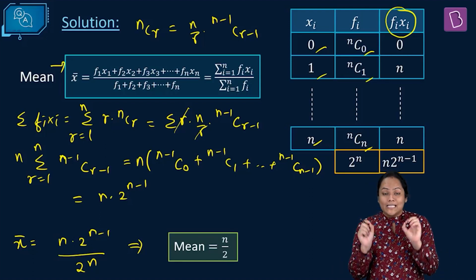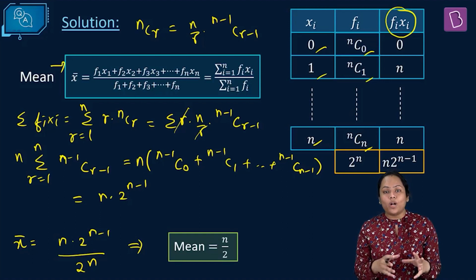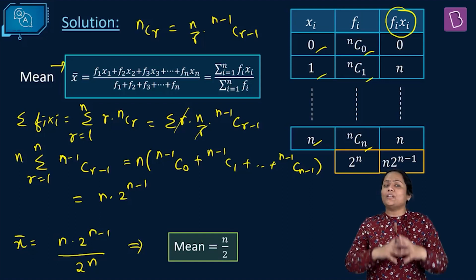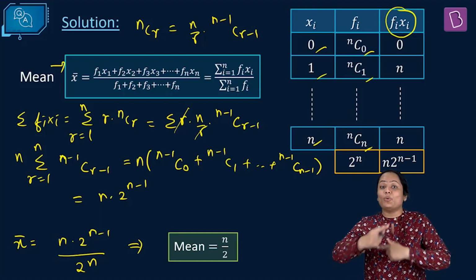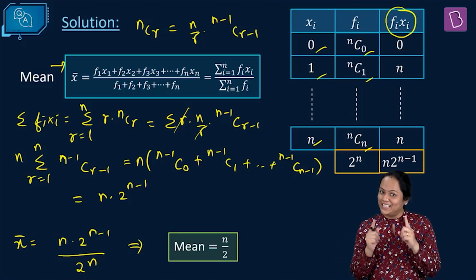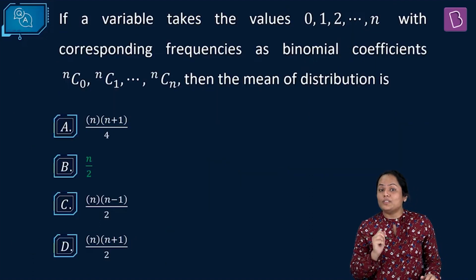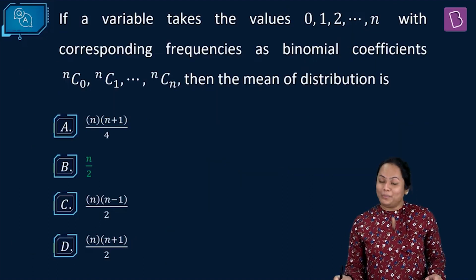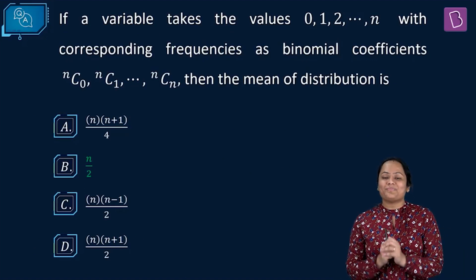Have you understood? Sometimes binomial theorem questions, or binomial theorem concepts, also get involved in statistics. That means we have to keep revising all the chapters, right? Perfect. Okay, so now if we look at the options, we can say that B will be the right answer. Clear? Perfect.